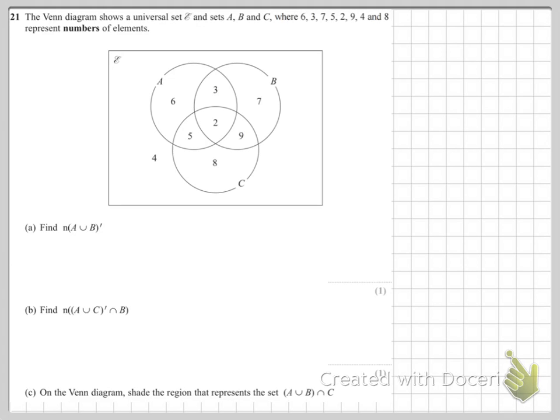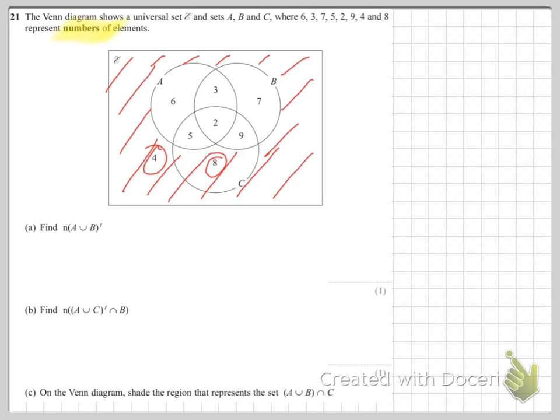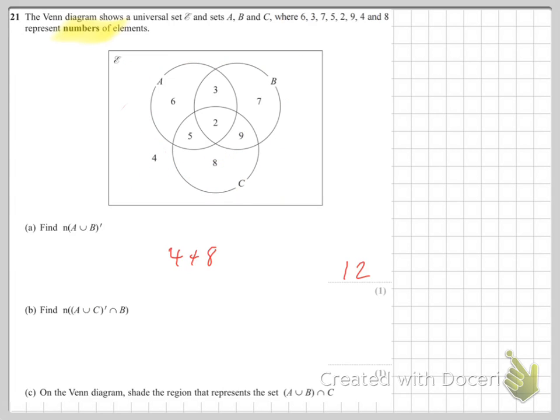So find the number of elements in A union B complement. Well, what does A union B look like? There's A union B. The complement of that is everything that we didn't just shade in. So everything out here. Okay. So how many elements are there now in the shaded regions? Well, it's the 4 and the 8. So 12. Okay, straightforward. Let's clear a space.